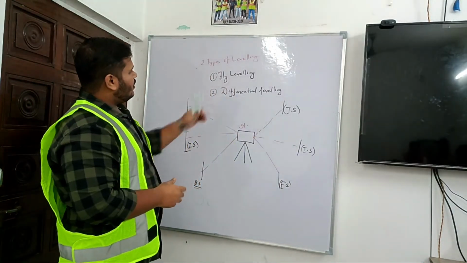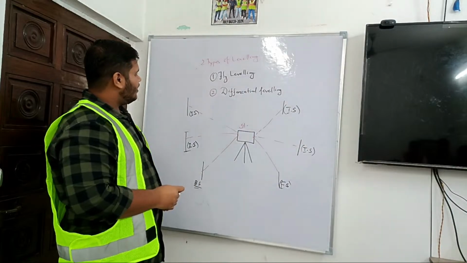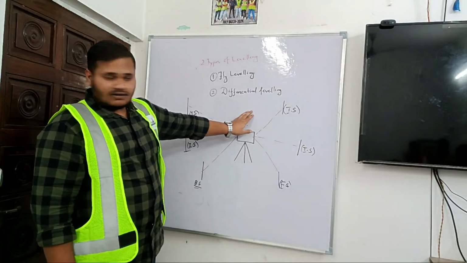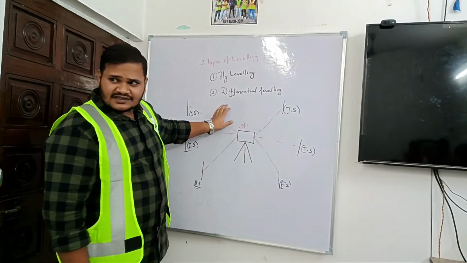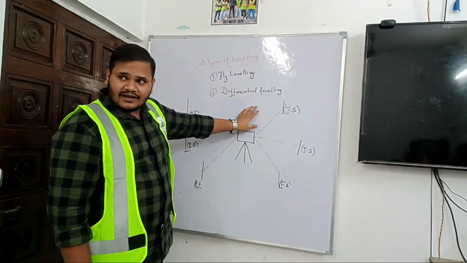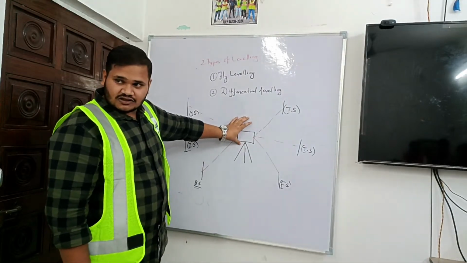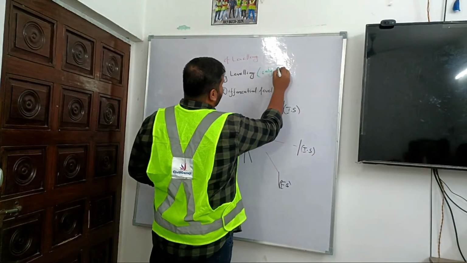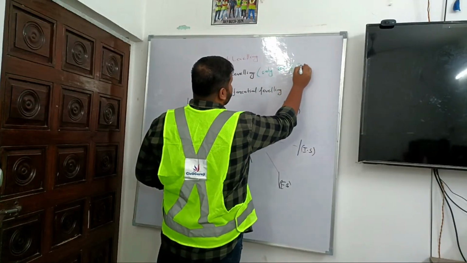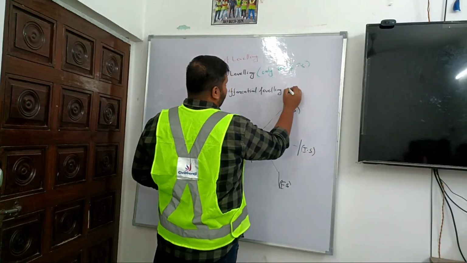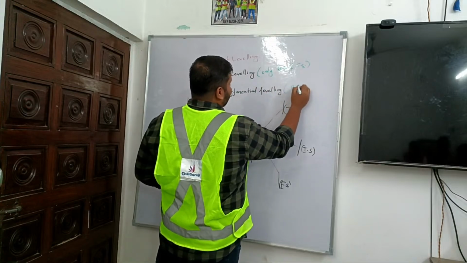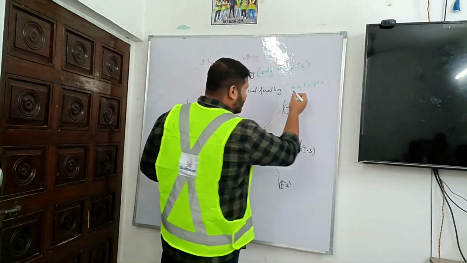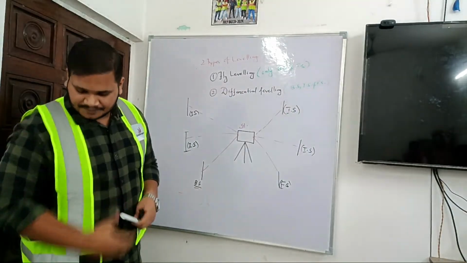Now in fly leveling, we have seen that there were no IS. What we were getting were only BS and FS, because the station is changed there. So in fly leveling there is only backside and foresight. But in differential leveling, the readings will be BS, IS and FS, which is backside, intermediate sight and foresight.